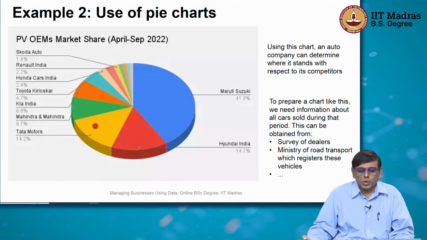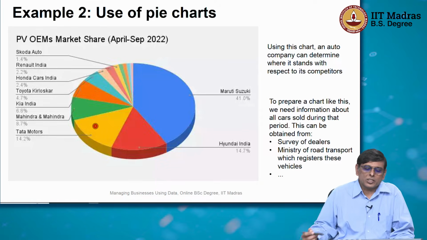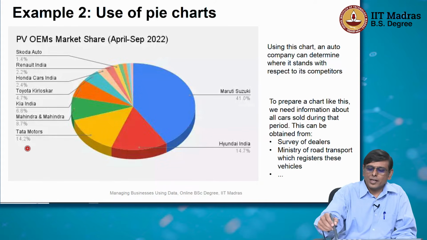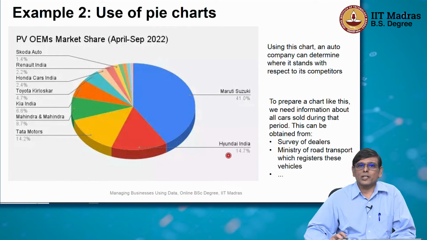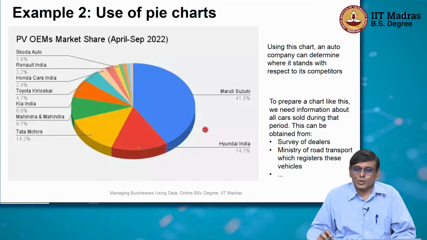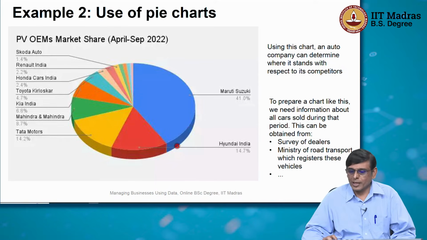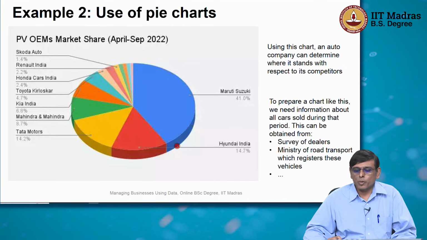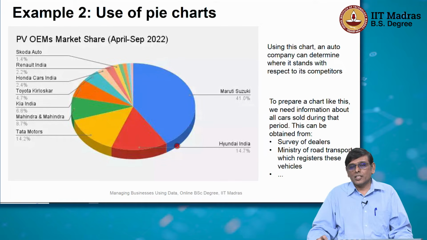Now why is this useful? It is useful because for example, if you are Tata Motors, you can say, look, I am 14.2%, my next biggest competitor is Hyundai, is only 14.7%. So if I can somehow get another 0.5% market share, right, which is not much, I will become the number 2 player in India after Maruti, right? You can say things like this and you can prepare a strategy to become the number 2 player by using charts like this. So to prepare something like this, you need information about all the cars that have been sold, right? So where do you get this kind of information?